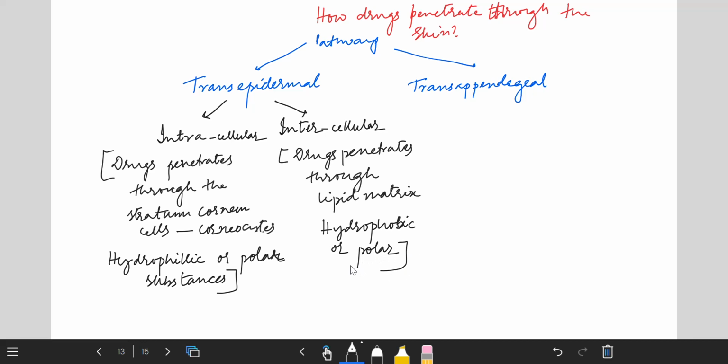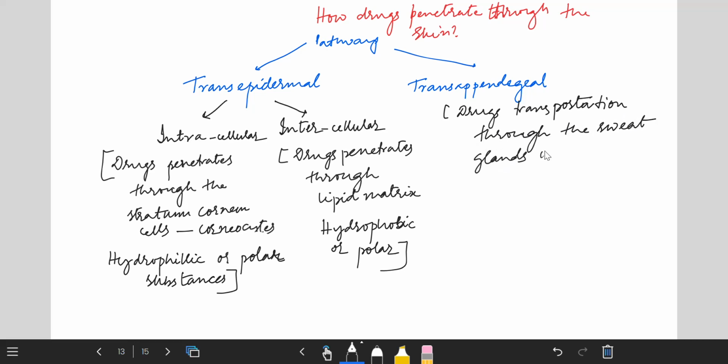In the transappendageal route, actually, the passage of molecules through the sweat gland and across the hair follicle occurs. So, in the transappendageal route, drugs are transported through the sweat glands or hair follicles.